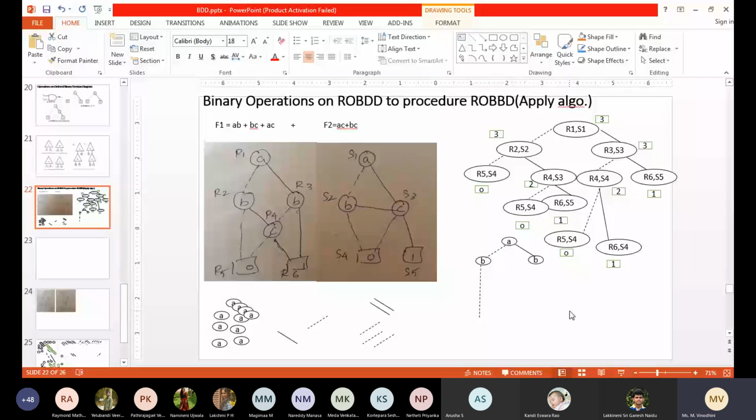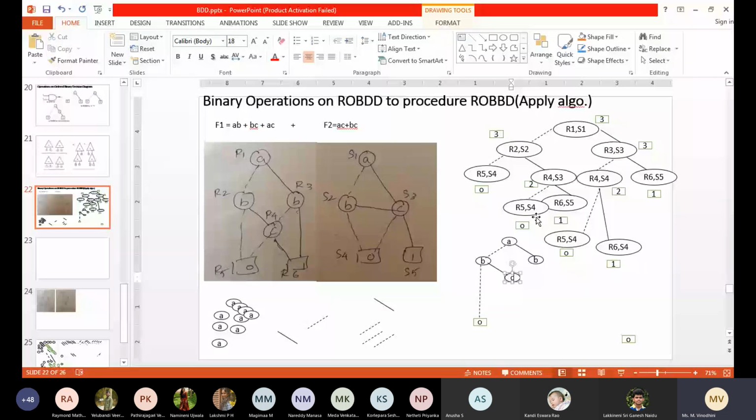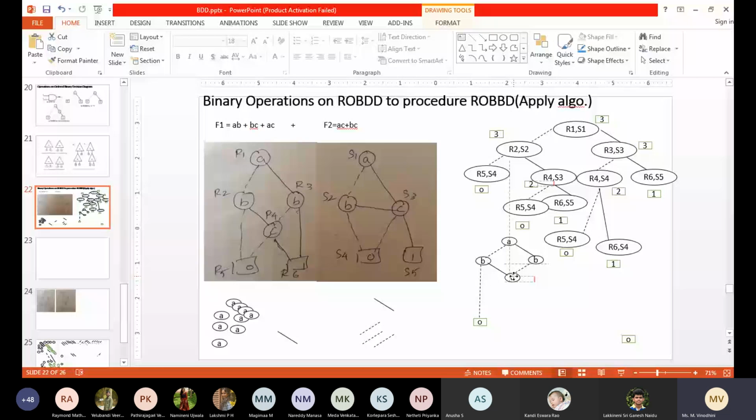When it is 0, it is going to 0. And when it is 1, it is going to C. When it is 1, it is going to C. This also, when it is 0, it is going to C. Next, this B, when it is 1, it is going to 1.